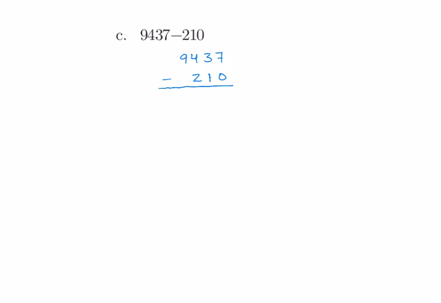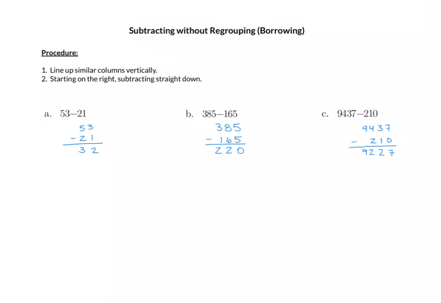So we get 7 minus 0 is 7. 3 minus 1 is 2. 4 minus 2 is 2. And we bring down our 9. All right, that takes care of subtraction without regrouping or borrowing.